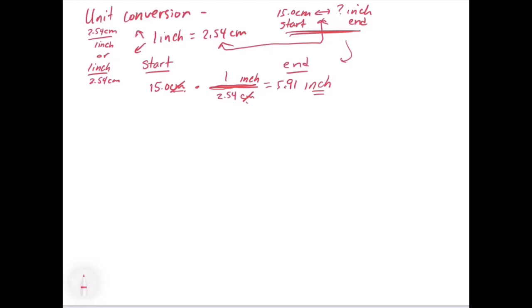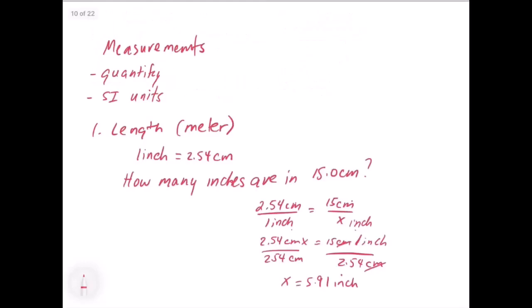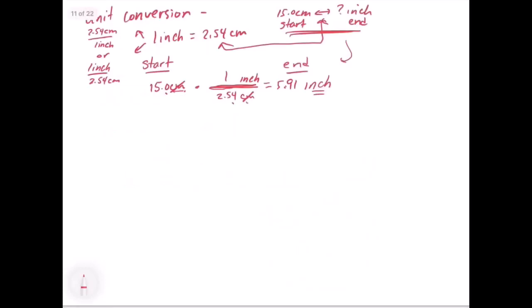If you look, we've done the exact same math. The math here is taking 15 divided by 2.54, and we get 5.91. If we go back to the previous slide, that is the exact same math that we did there. 15 divided by 2.54 gives us our answer in inches. So that's how a unit conversion is set up. This is the better way, the way that we want to see you setting things up in the class.